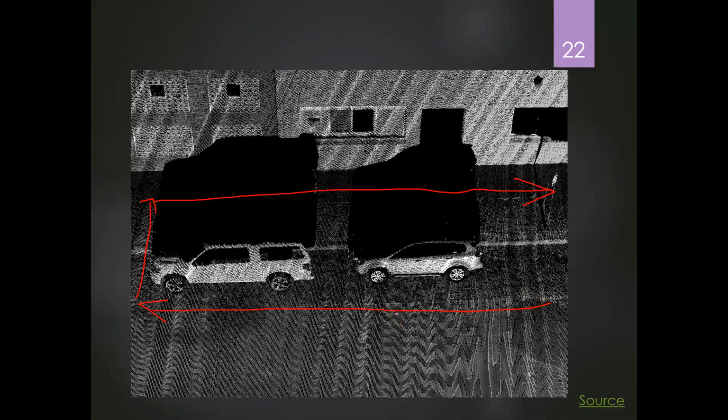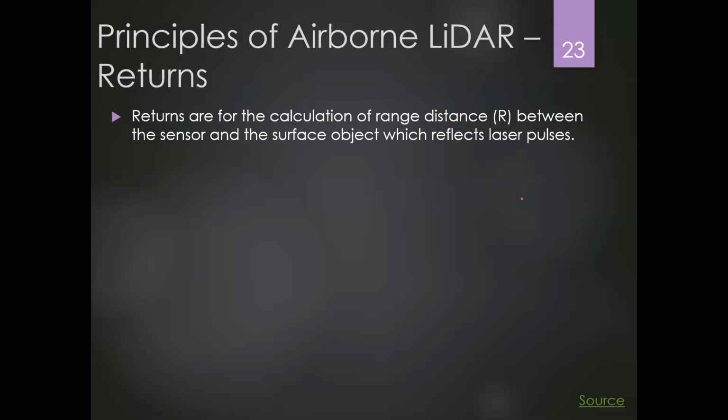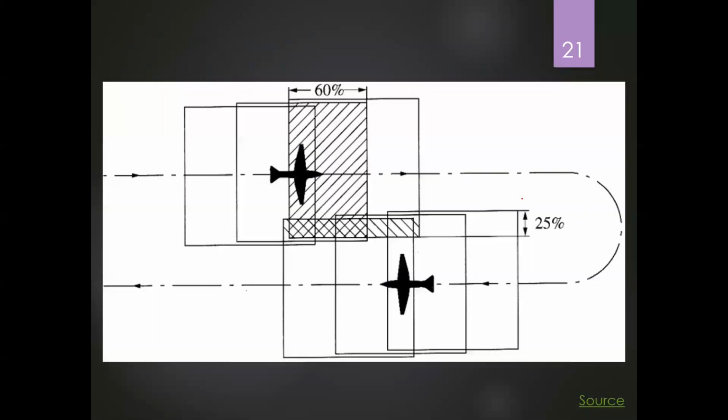So when you're planning this flight trajectory, you need to make sure that there is overlap, this area, between this scan and this scan. Like this. So when you are flying from left to right, right?